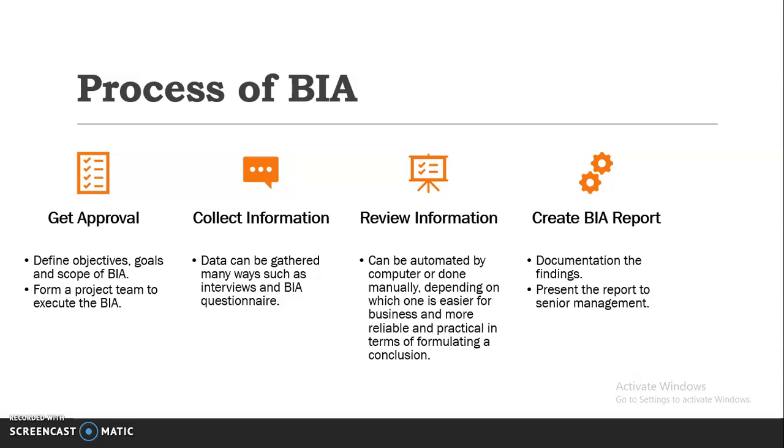Process of BIA. The first step to initiate BIA is getting approval from the senior management to begin, and defining the objective, goal, and scope of the BIA. Then it is important to form a project team to execute the BIA. The team can consist of existing staff as long as they know how to conduct the BIA.